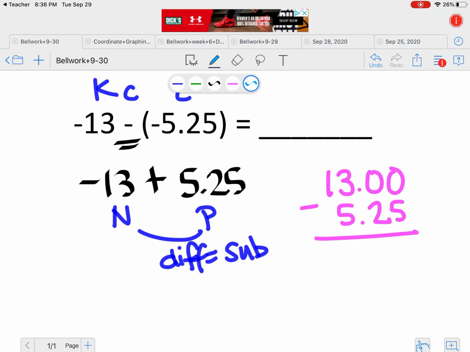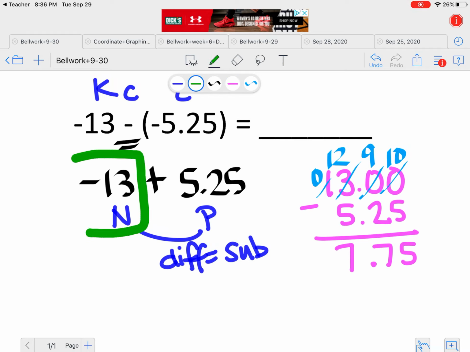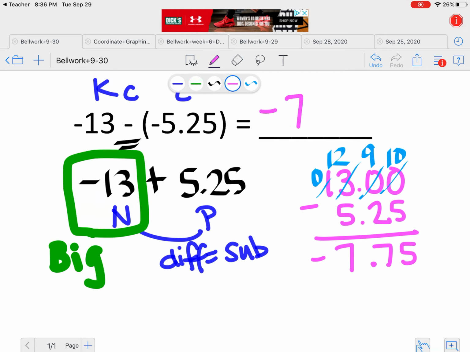This question is going to have me borrow. 10 minus 5 is 5. 9 minus 2 is 7. 2 minus 5 is not possible, so I'm going to borrow. And now 12 minus 5 is 7. Then I'm going to look back and see which number was biggest. It was the 13. And the 13 was negative, so that means the sign in the answer is going to be negative. So negative 7.75.